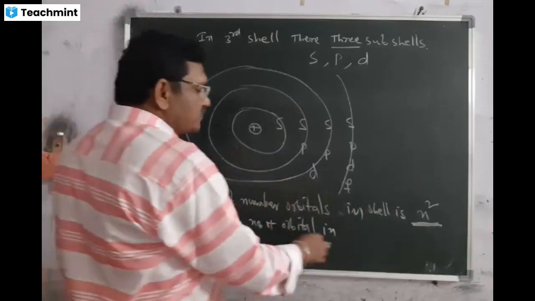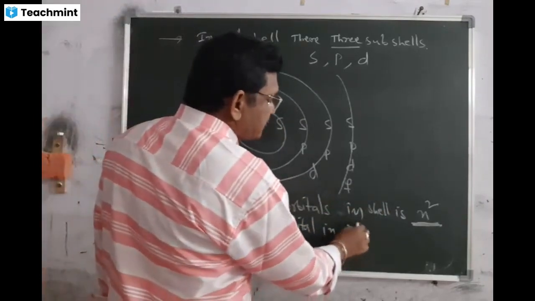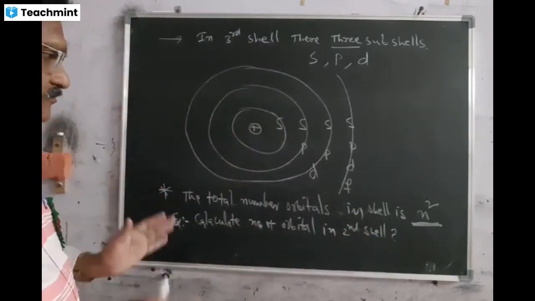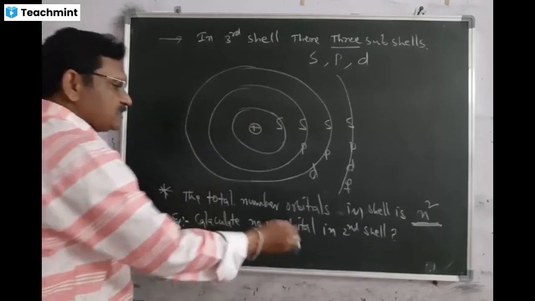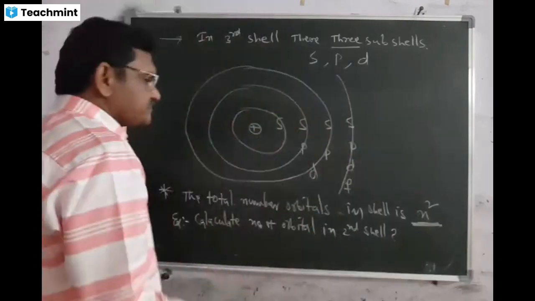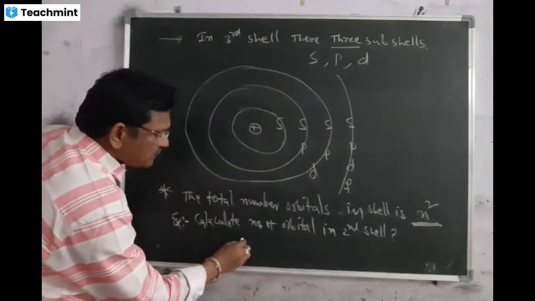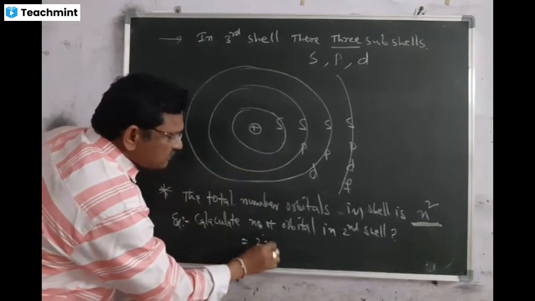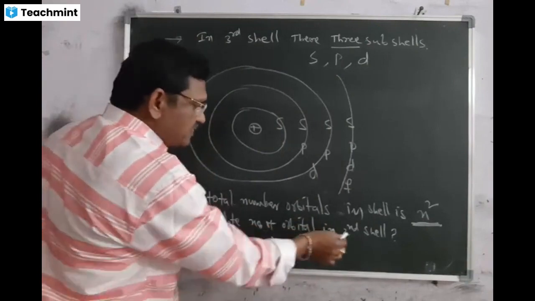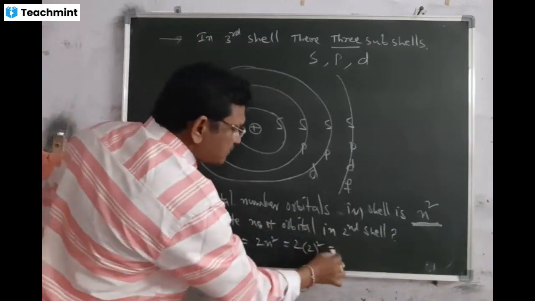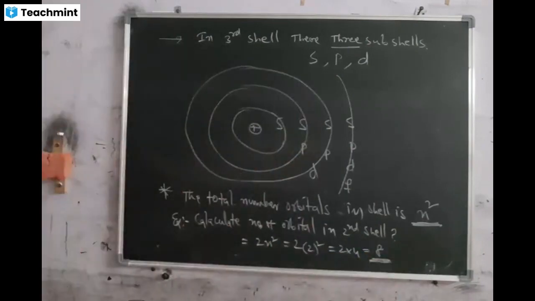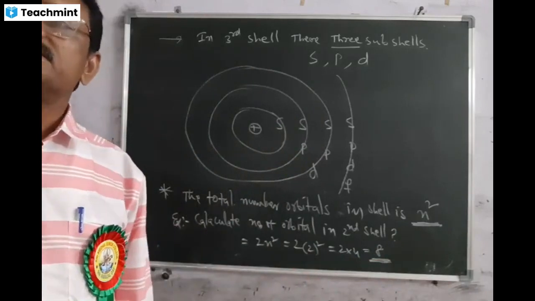So calculate the total number of orbitals in the second shell. How to solve this? The shell is the second shell, no? You want how many orbitals? See, look here, what is the formula? 2n square, that is equal to, n means second shell, 2 into 2 square, that is equal to 2 into 4. 8 orbitals are there in the second shell.